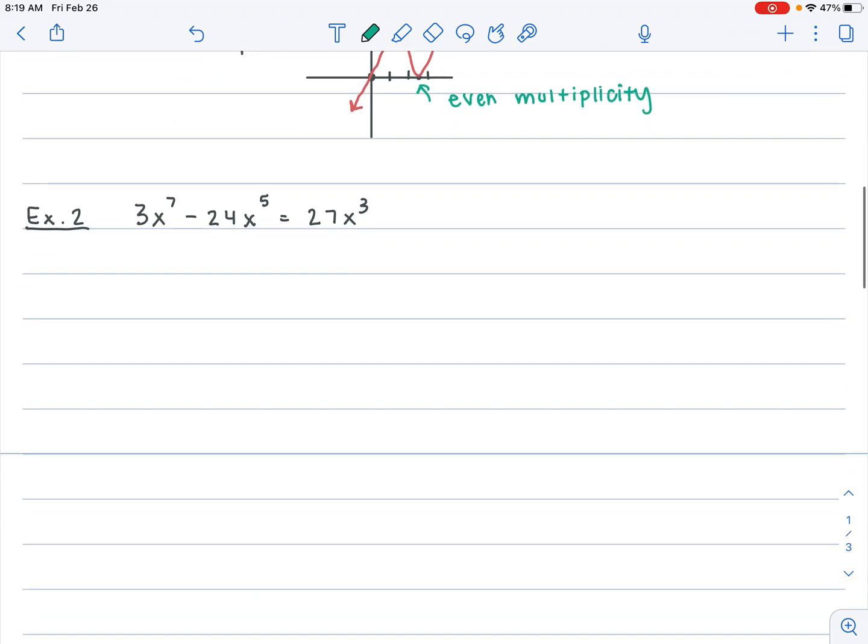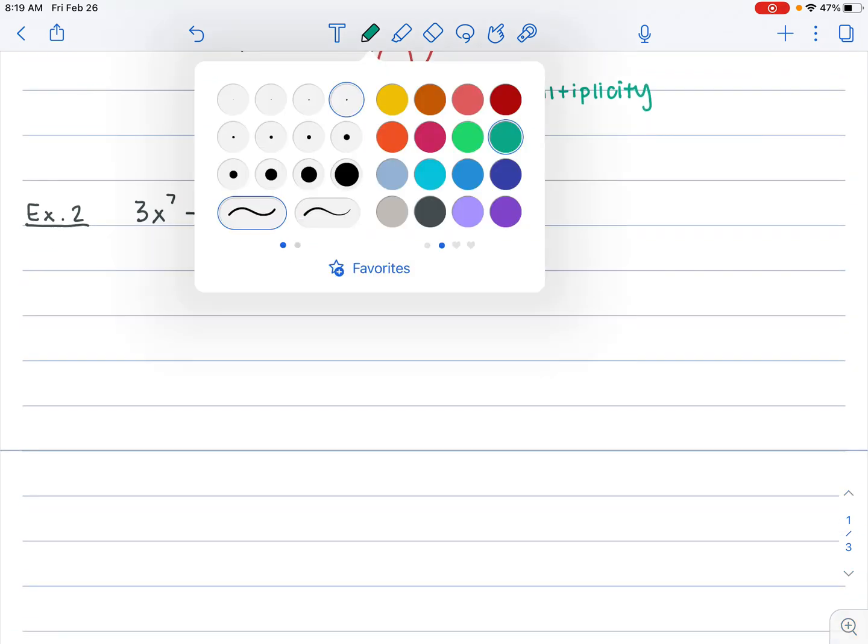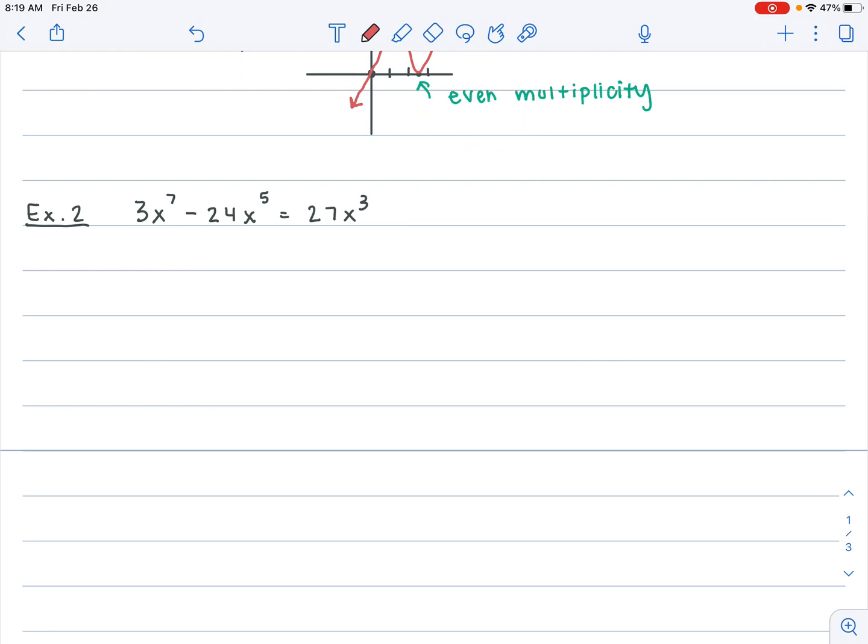All right, let's try another example here. We've got 3x to the 7th minus 24x to the 5th equals 27x cubed. So step 1, we have to get it to equal 0, so I'm going to subtract that 27x cubed over. I get 3x to the 7th minus 24x to the 5th minus 27x cubed equals 0. Step 2, factor out GCF.